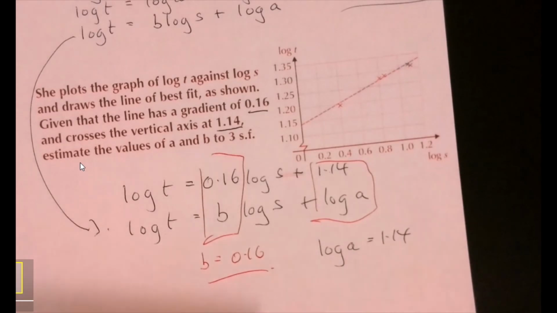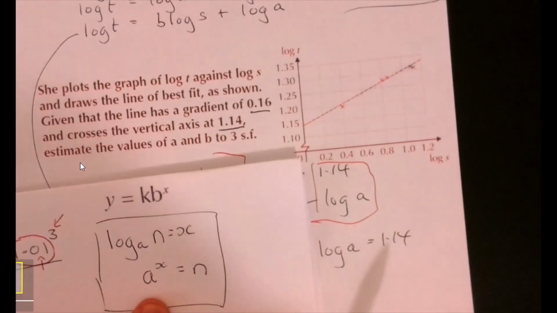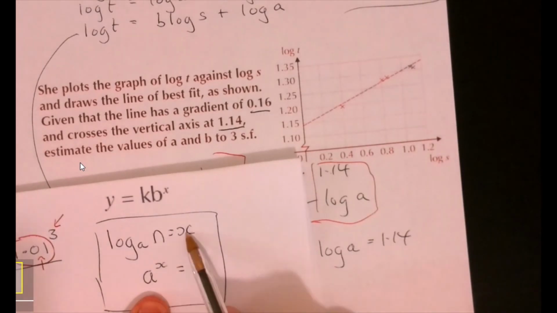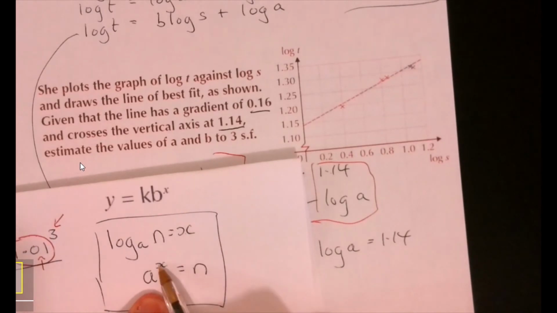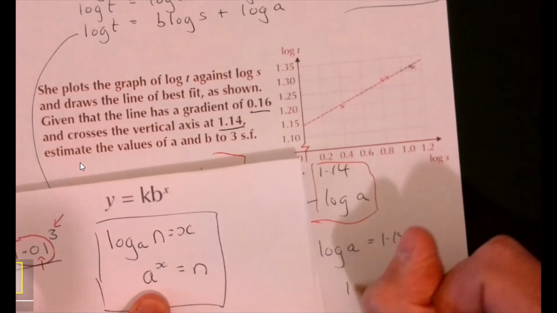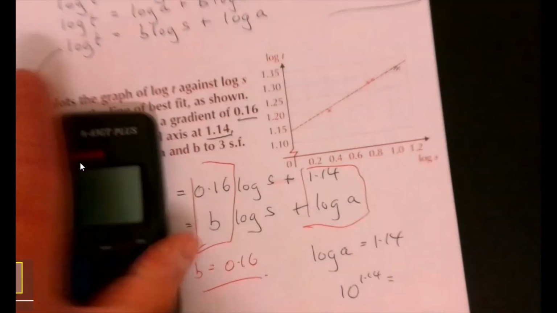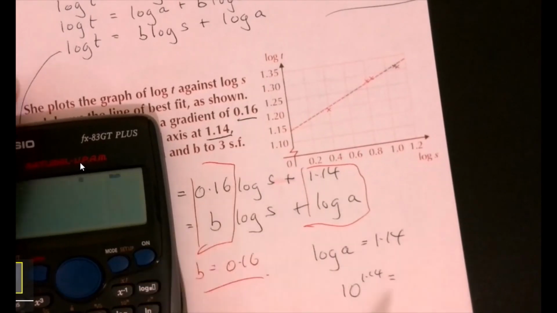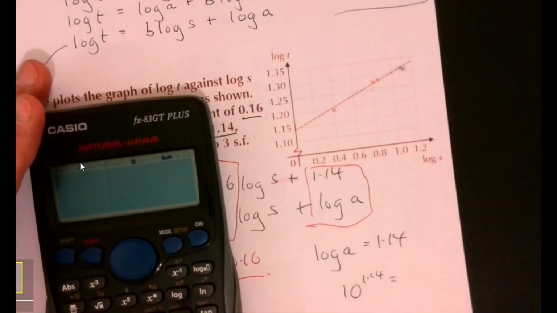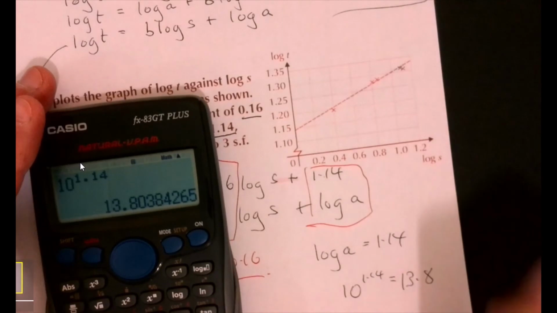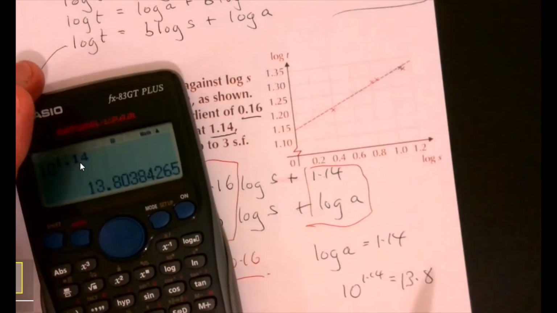Now if you remember, what was the key thing that we said? We said you need to know this. So it's going to be 10 to the power 1.14. Now remember there's two ways of doing this. If you can't remember that bit, I'm just going to do 10 to the power of 1.14 to get a. So 13.8, I'm just going to do one decimal place. It does say 3 significant figures, so that's all right.